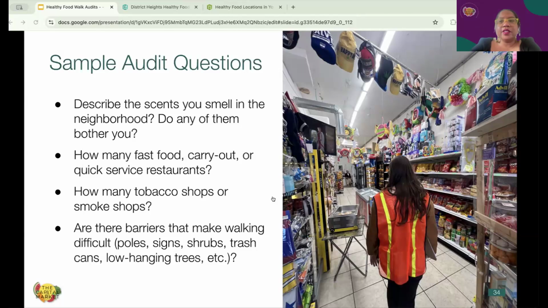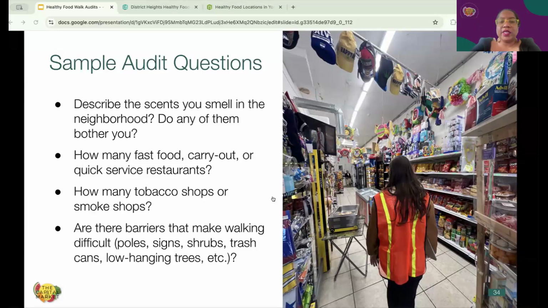Are there any barriers that make accessing healthy foods or make walking or biking difficult? Right? Are there poles or shrubs in the sidewalk? Right? That often happens. Are there insufficient trash cans? Are there poles or wires that might be hanging down?